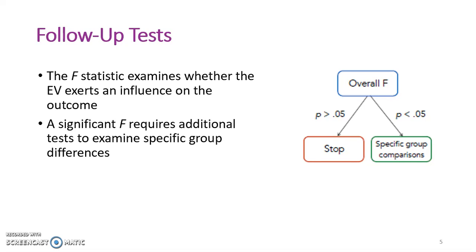If the overall F statistic is not significant, the p-value associated is greater than 0.05, then we stop and we conclude that there were no significant differences among any of the groups. But if the p-value associated with our F-test is less than 0.05, then we move into some specific group comparisons.